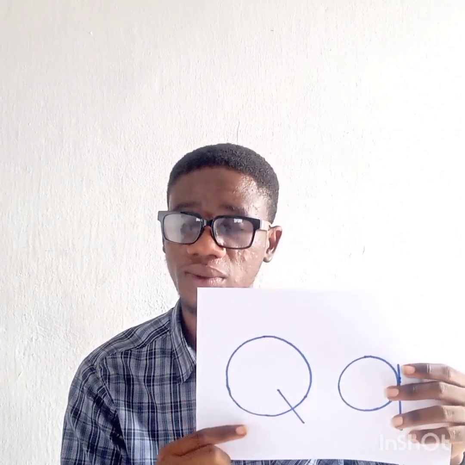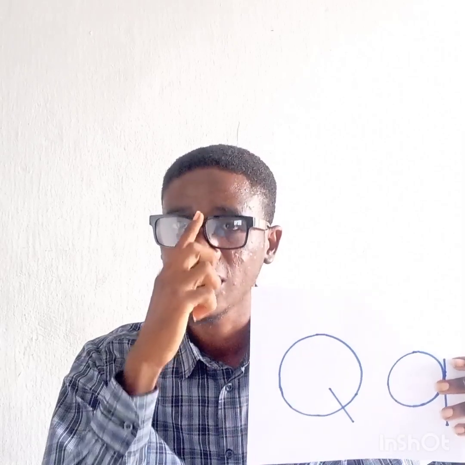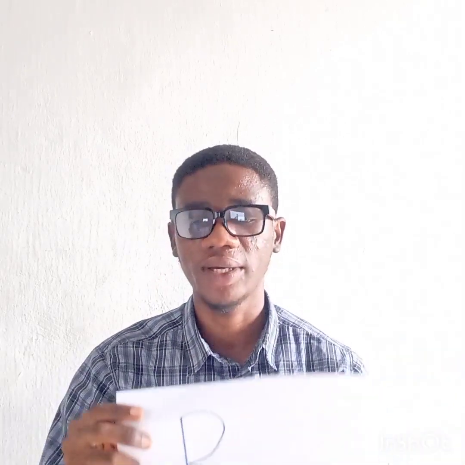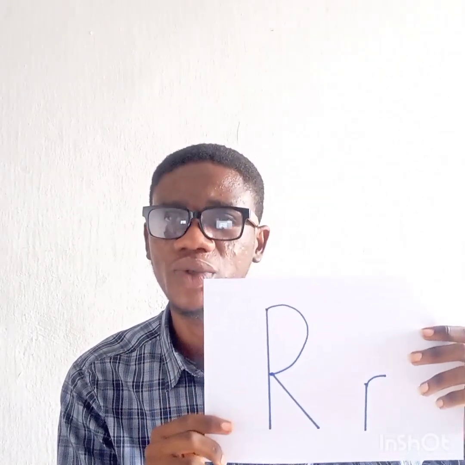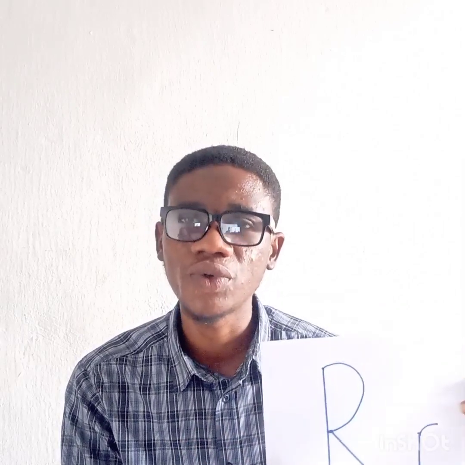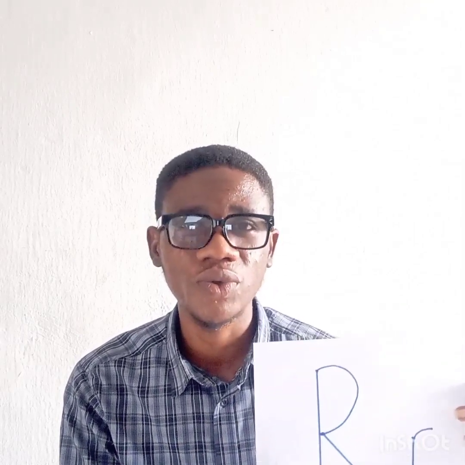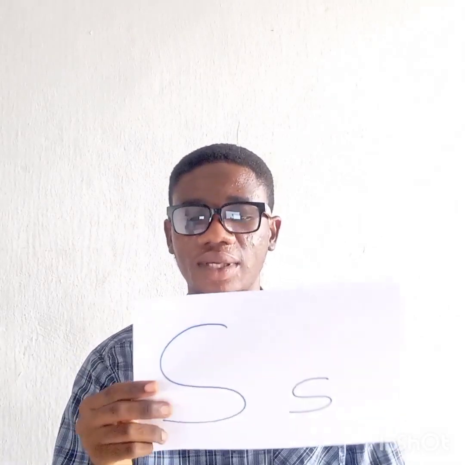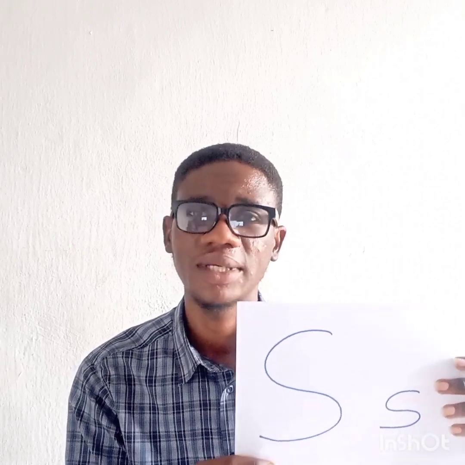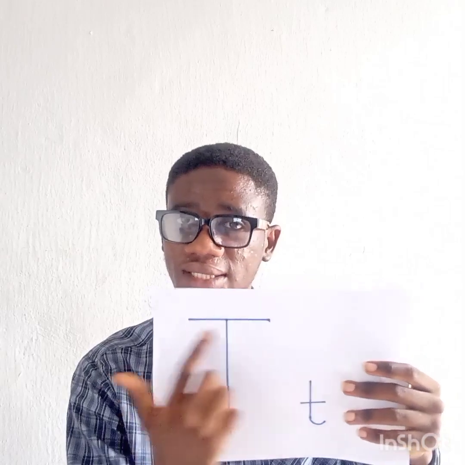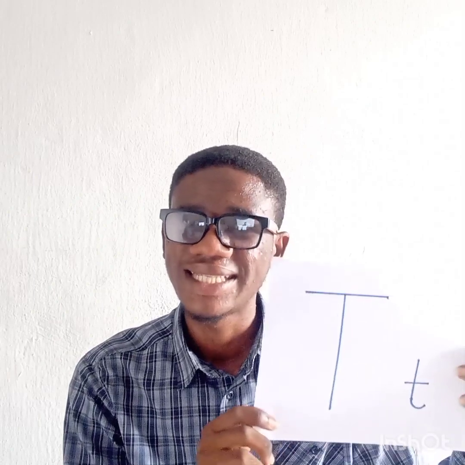This is letter Q, and the sound is Qu. Again, Qu. Right? Then you have R. This is R, and the sound is R. Again, R. Then you have S, and this is S. One more time, S. And you have this with you. This letter is T, letter T, and the sound is T, right?